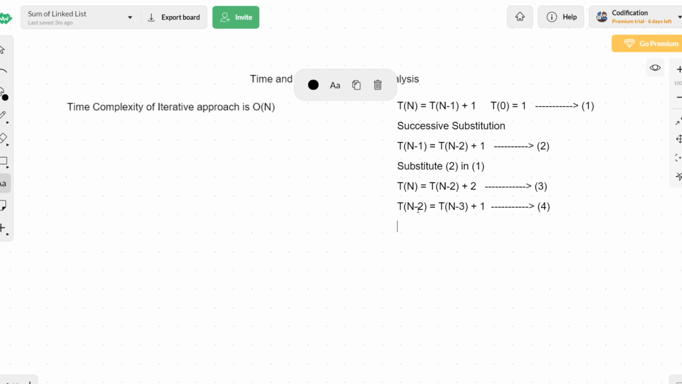Now take this t of n minus 2 and substitute here. So the next step is substitute equation 4 in equation 3. So take t of n minus 2 and substitute here. So the equation will become t of n is equal to, so instead of t of n minus 2, substitute this. So t of n minus 3 plus 1 in this equation, plus 2 here. So put together it will be plus 3. So this new equation is going to be equation number 5.